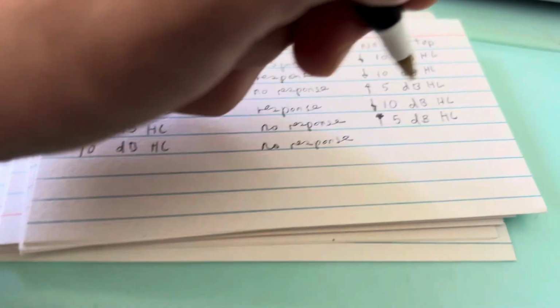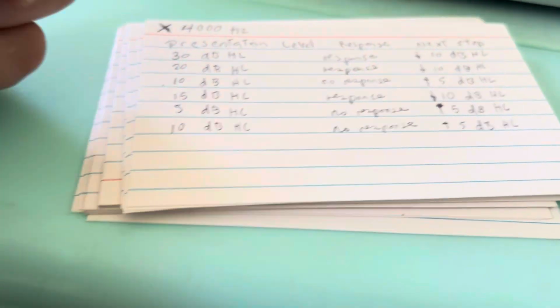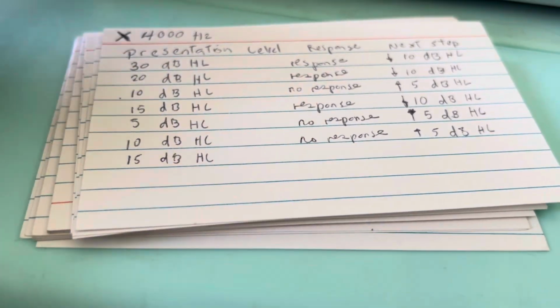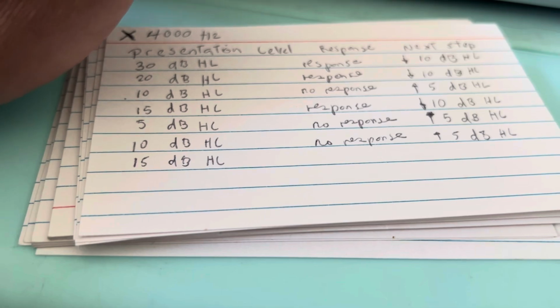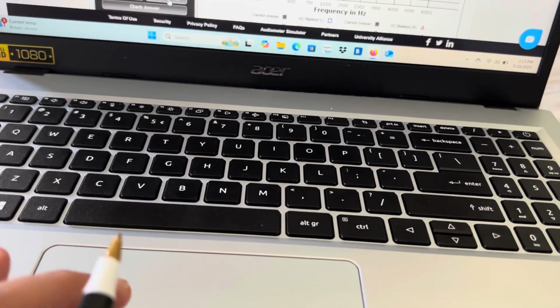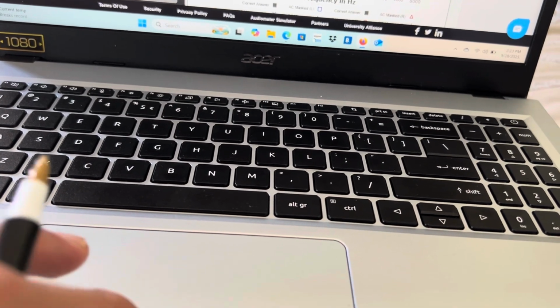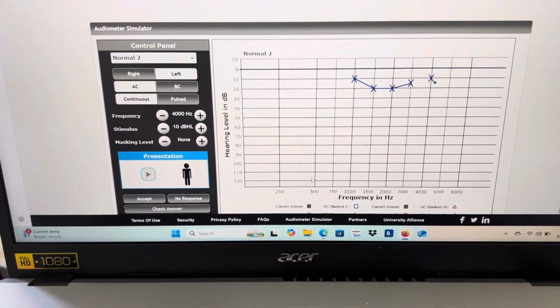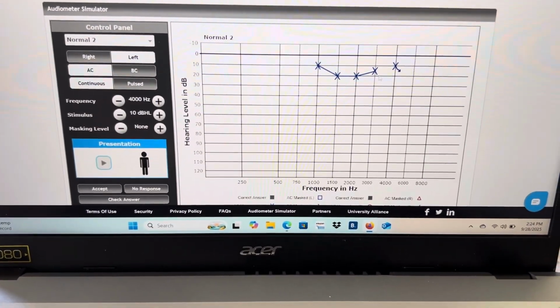So that means that we have to go up again 5 decibels hearing level, so that we make it 15 decibels hearing level. So we're gonna try 15 decibel hearing level. We said there was no response at 10 decibel, and of course we forgot again to plot it. So let's plot that. There you go. At 10 decibel there was no response. As you can see, 10 decibels, no response.